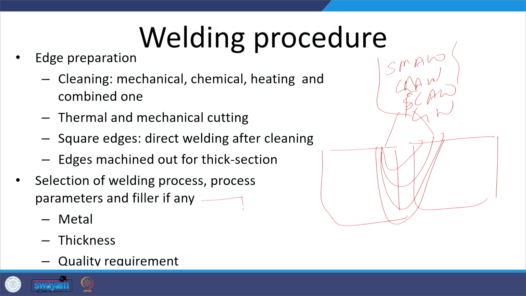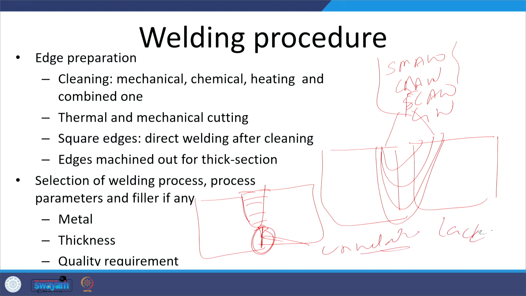Like say these are the two plates and a joint has been developed, and this is the unwelded section. If the through thickness penetration is not realized, then some unwelded section will be left. So, this will lead to the defect called lack of penetration. If the lack of penetration issue is present, then it will be a defective weld and it will not perform really well. This is about the need of edge preparation.